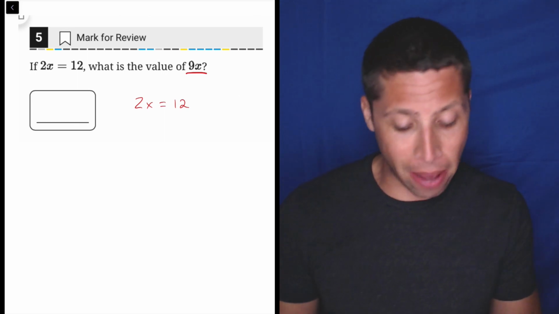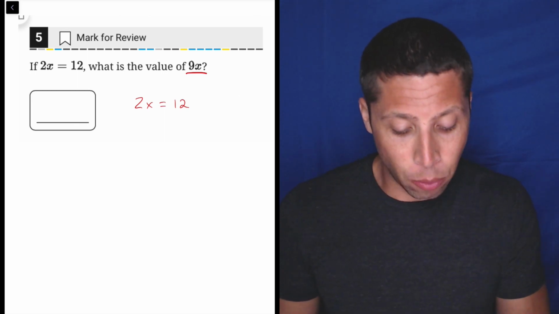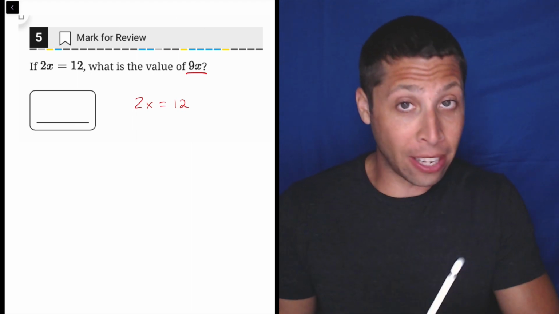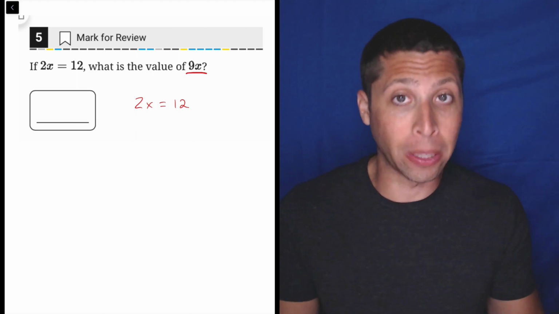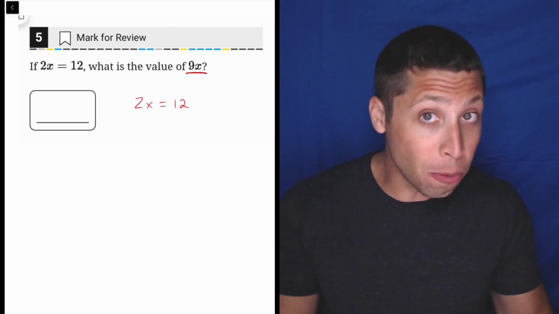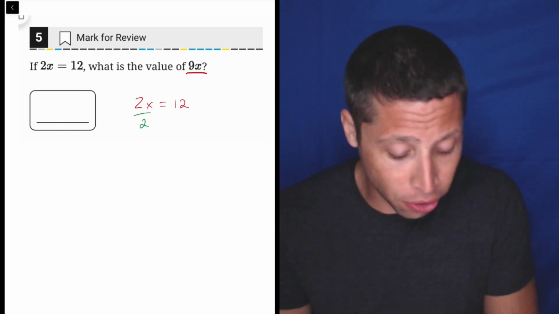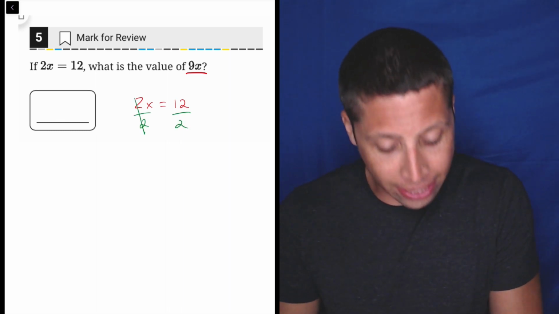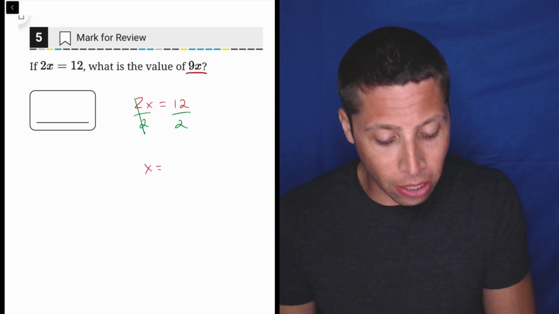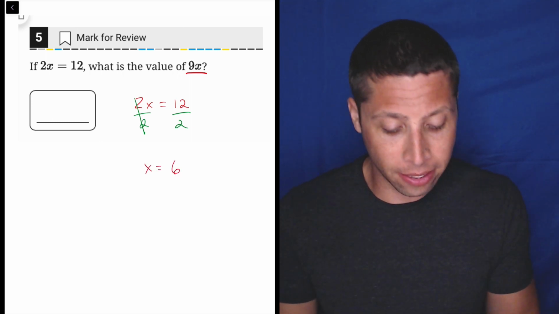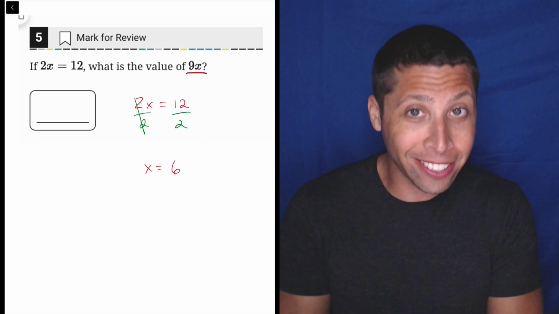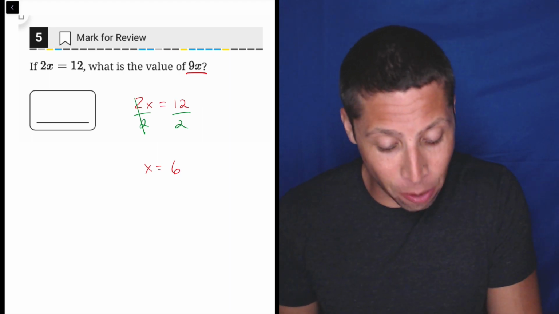Yeah, you might be able to just think about it, but if we're doing algebra, we want to get x alone, so the 2 is attached to the x with multiplication. What's the way that we undo multiplication? What's its opposite? Division. So we divide by 2, that gets rid of this, and now x is alone, and 12 divided by 2 is 6. So that is the value of x, but they don't want x, they want 9x.